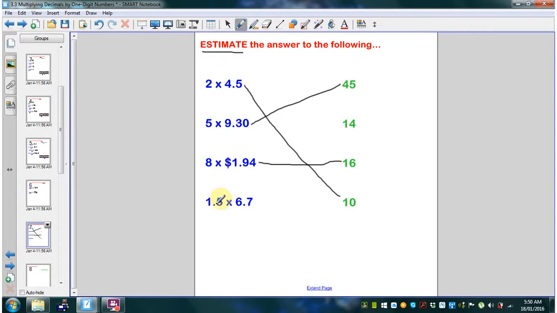Well, let's just check. So 1.5 times 6.7. I've got 2 decimals in it, so I'm just going to write it down here. 1.5 rounds up to 2. 6.7 rounds up to 7. So 2 times 7 is 14, which is correct. So check your answers. If you got them all right, correct them. If not, change your answers. And when you're ready, come on back.